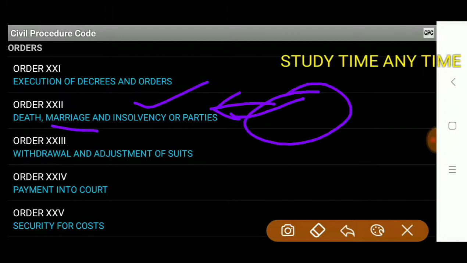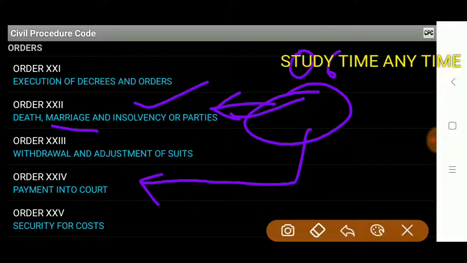If you are concerned about the payment into the court, you have been fined, now you want payment into the court, then this is Order 24. If you want to know how pleadings are to be made, then Order 6. So these all have to be in your mind. If you know the orders, then you will be able to learn the rules. So you have to keep all these things in mind.